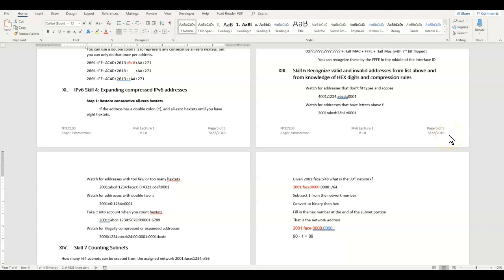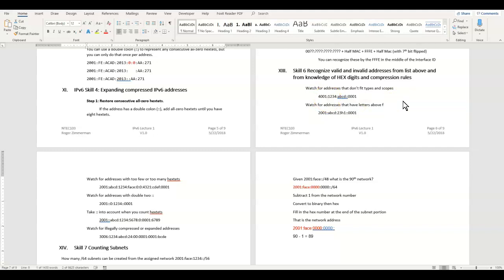There are a number of common tricks that are used on certification tests that you need to be aware of and watch for specifically. I'm talking now about valid and invalid IPv6 addresses. The first one is to watch for addresses that don't fit the types and scopes. So for example, in this first example here you have 4001 and then the rest of the IPv6 address.